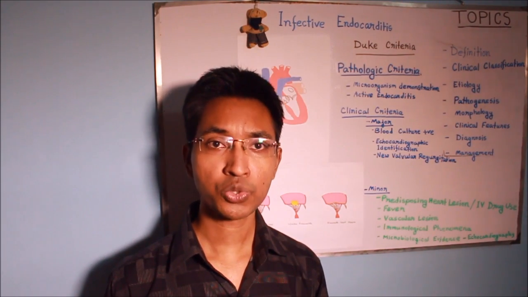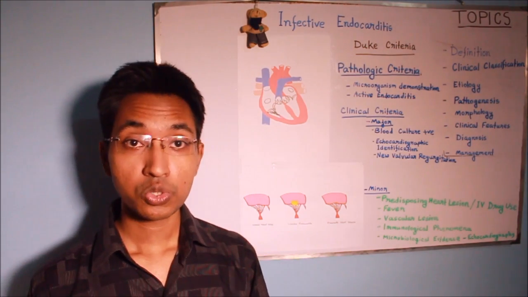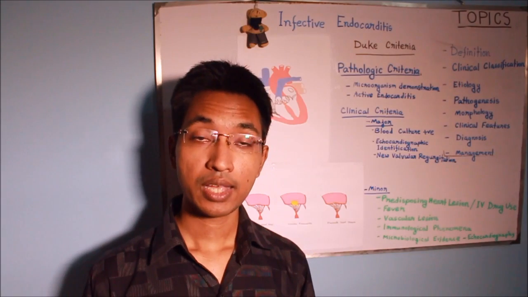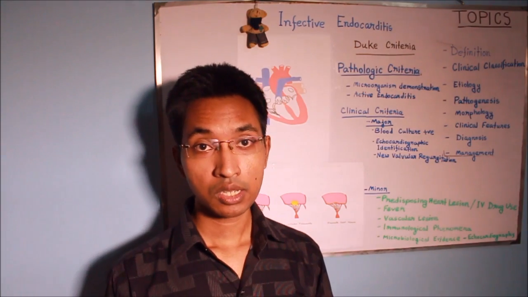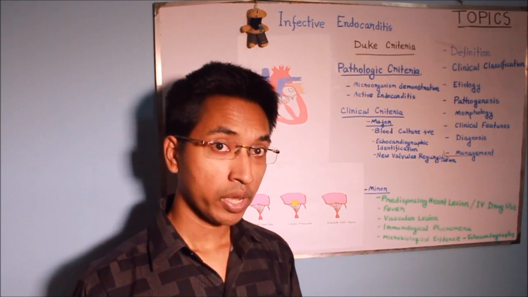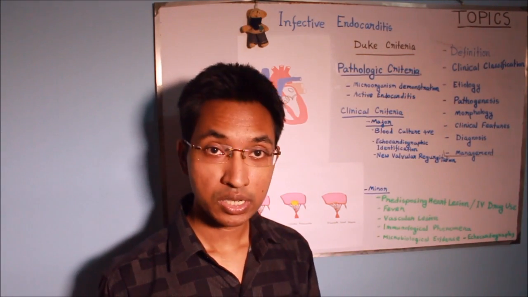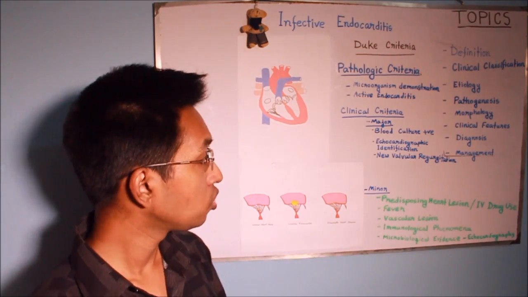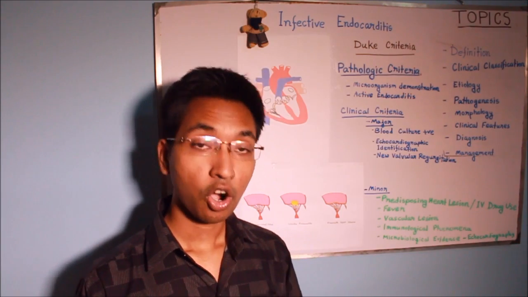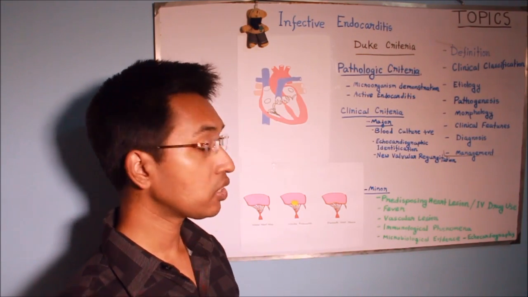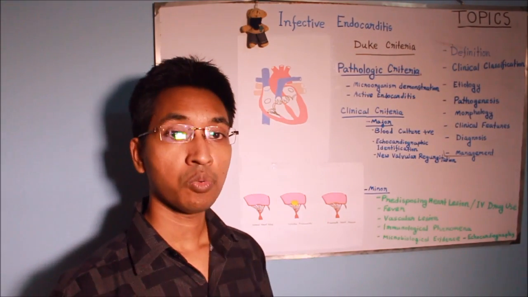Now the examiners are also fond of asking the question that when will you consider the diagnosis of infective endocarditis as a possibility. So the diagnosis of infective endocarditis will be considered possible when the following combination of clinical criteria are fulfilled, and the combination may include one major plus one minor clinical criteria, or it may include three minor clinical criteria. So now let's talk about these criteria one by one.